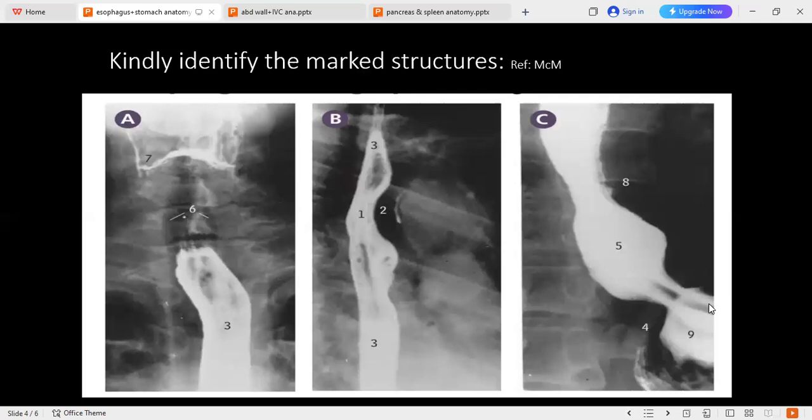If the perforation is small, it would only cause mediastinitis that can be conservatively managed. But if there is a large perforation, that can lead to mediastinitis, sepsis, and more severe consequences, which needs surgical intervention. Okay, right.